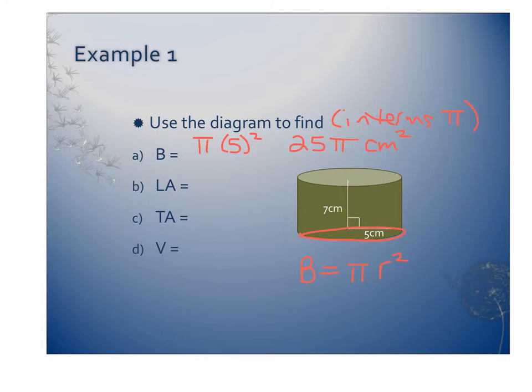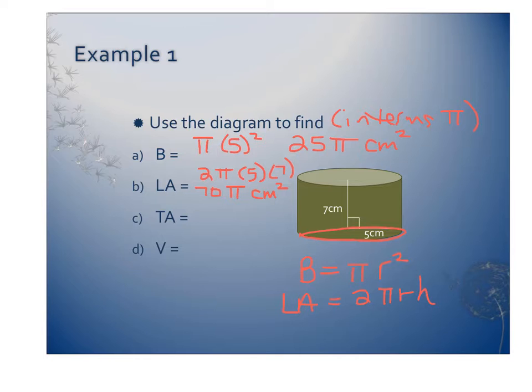Then for the lateral area, this is where I'm going to use my 2 times pi times radius times height. So here I'm going to multiply 2 times pi times radius, which is 5, times the height, which is 7. It doesn't matter really the order you multiply. 2 times 5 is 10, times 7 is 70. So this will give me 70 pi centimeters squared.